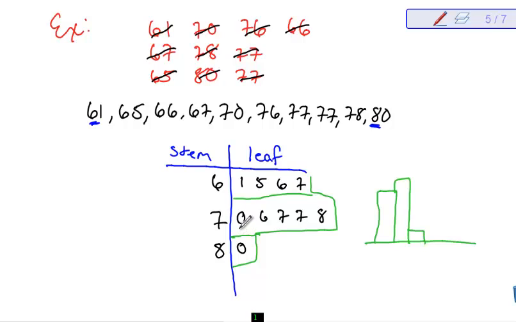So we've looked at 5 different ways to represent data: the bar graphs, the Pareto, the time series chart, the pie graph, and now the stem leaf plot. So make sure that you do some practice with these, and then let me know if you have any questions.